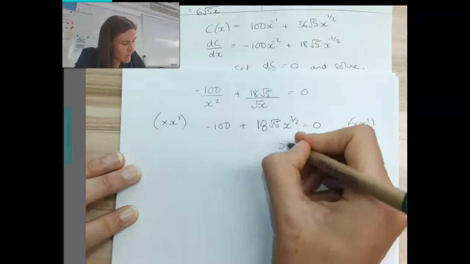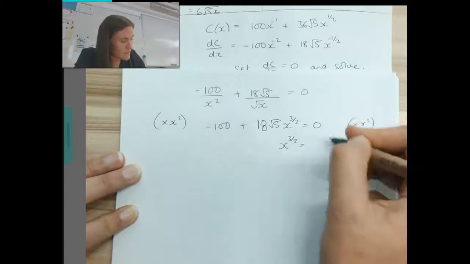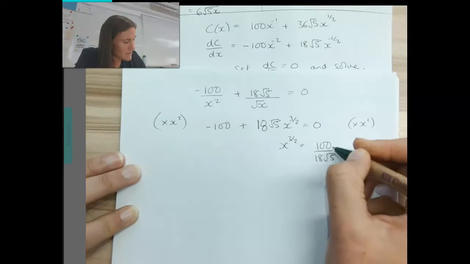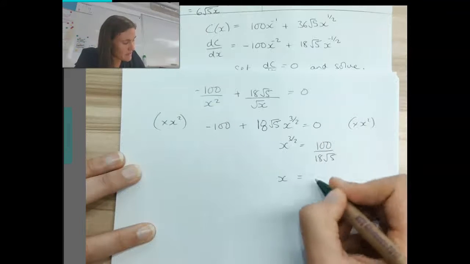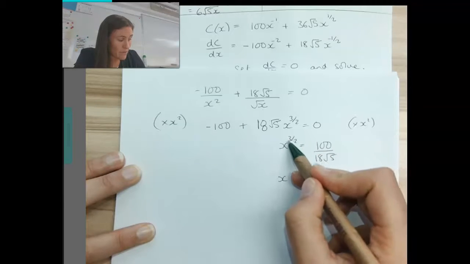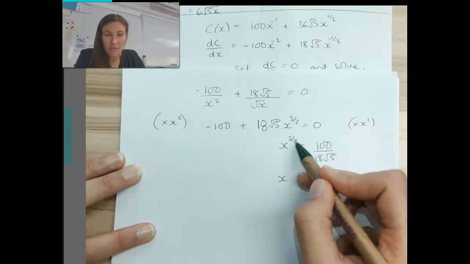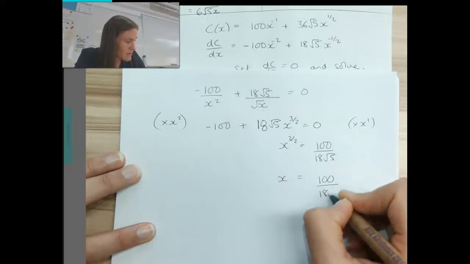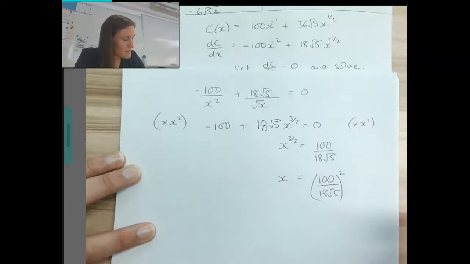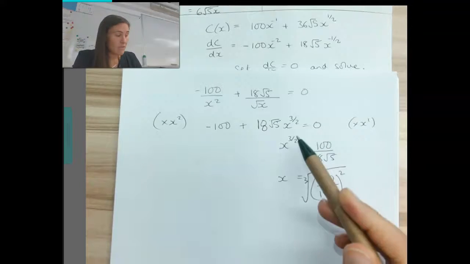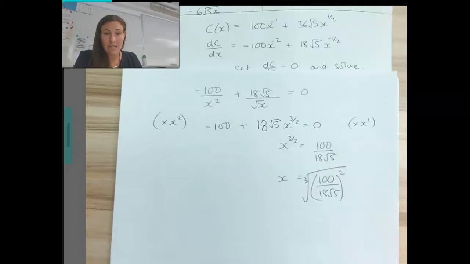Now I start solving. So take the 100 over, divide by 18 root 5, and then to get x, now this means cubed and then square rooted, right? Power of 3 over 2 means cube it and then square root it. So to undo that, I'm going to square it, and then I'm going to cube root it. Okay, so I've raised this to the power of 2/3, if you like. If this bit's confusing you, you've got to go back and revise your index powers.